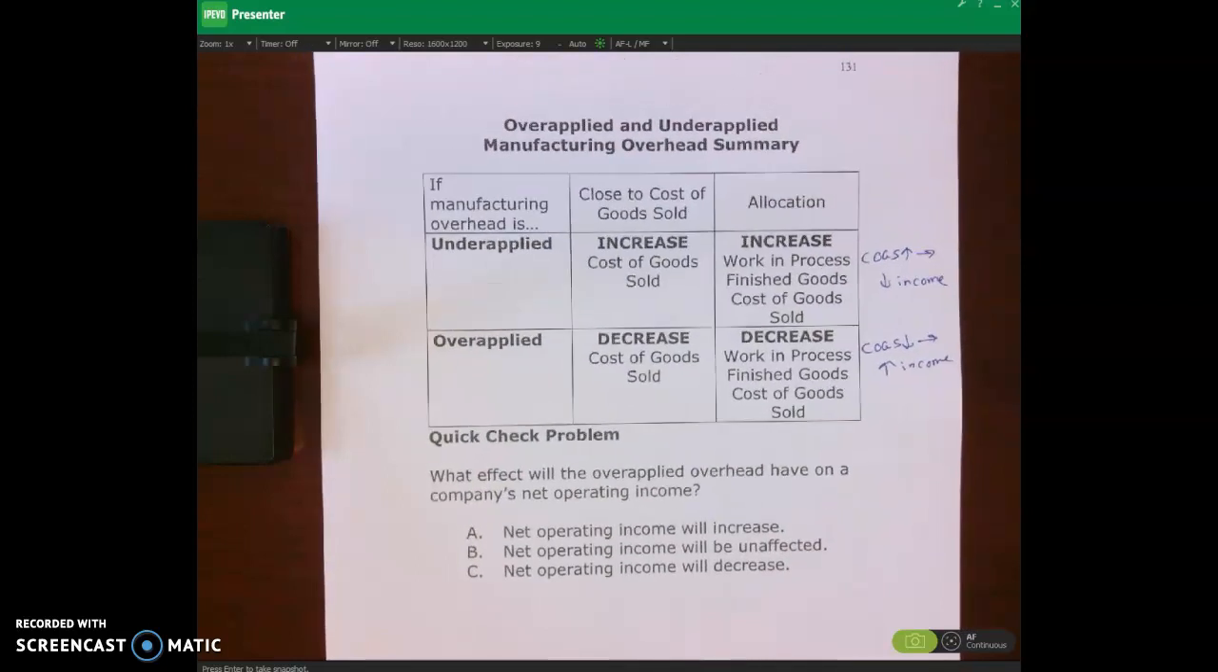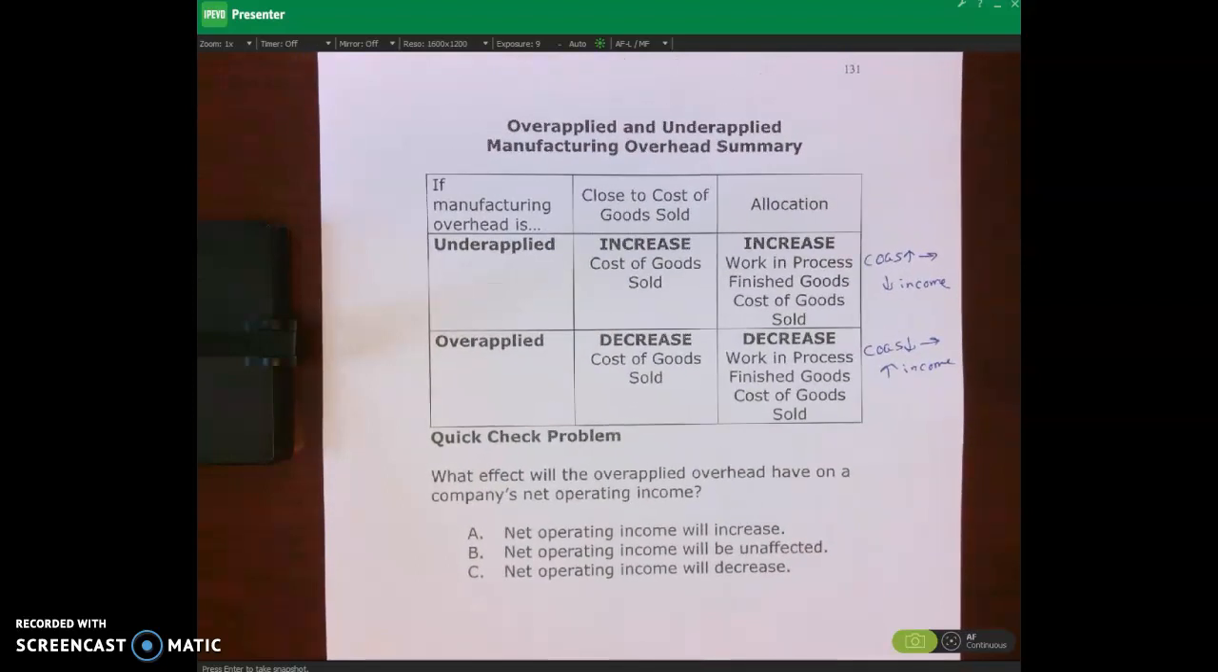Hello and welcome. In this lecture video, we're going to be talking about the effect of underapplied or overapplied overhead on net income. We'll also do some extra practice problems, and then we'll also summarize some of the journal entries associated with job order costing.